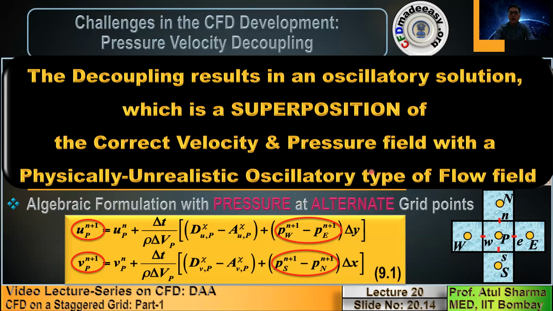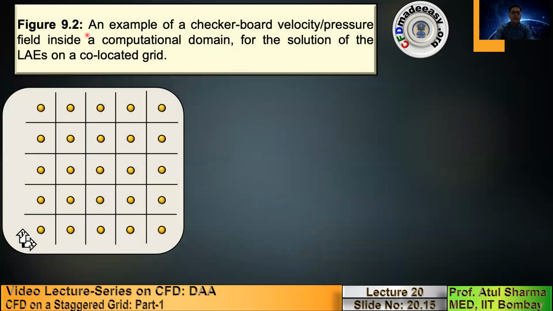Okay, so you get an additional solution which is oscillatory in nature, which finally gets superimposed with the correct field, and you get an unphysical oscillatory solution. I'll present this in detail in the next slide. So let us consider an example of the checkerboard or the oscillatory velocity and pressure field inside a computational domain, and explain how this velocity and pressure distribution obey the algebraic formulation that we have obtained for the mass conservation and the pressure gradient.